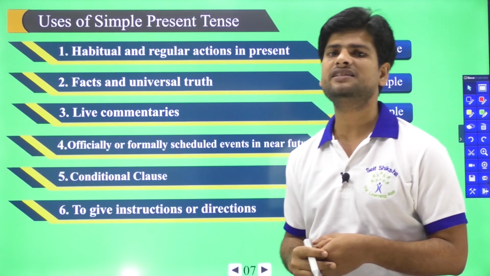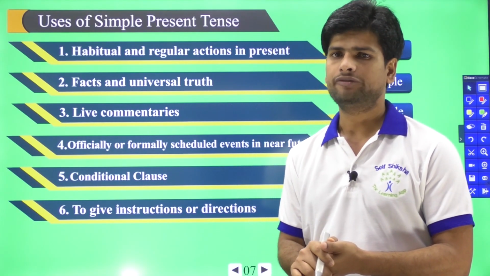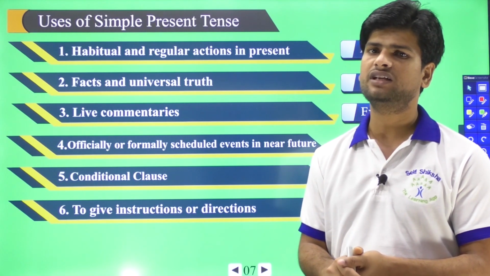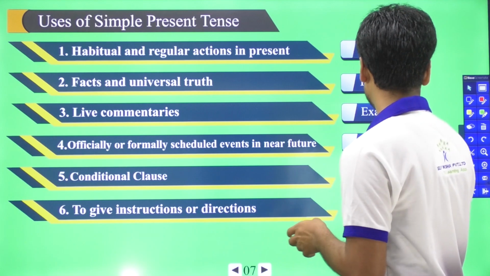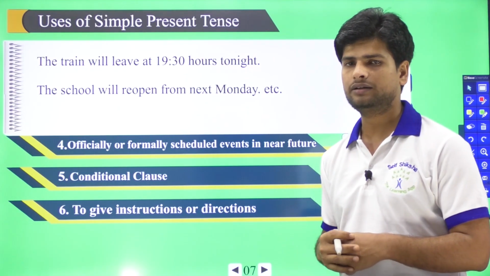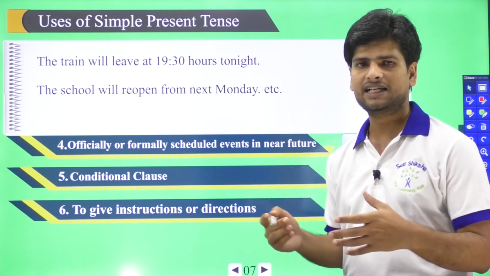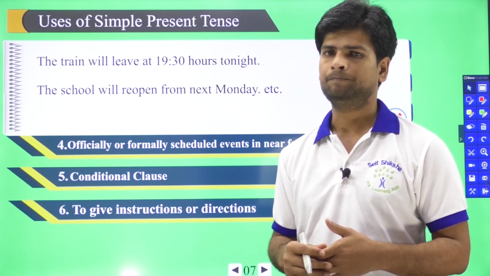Next one is officially or formally scheduled events. कोई भी चीज़ जो officially scheduled हो या formally scheduled हो उसको किस में लिखते हैं? We will write it in simple present tense. Let us see the examples of these things. The train will leave at 19:30 hours tonight. आज 19:30 hours पे ट्रेन खुलेगी.